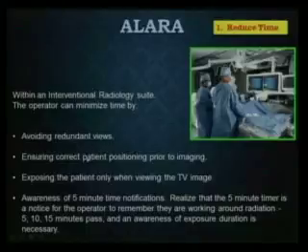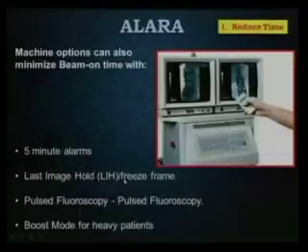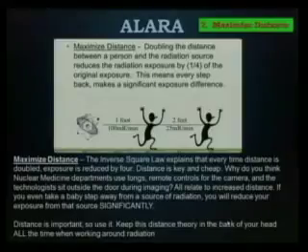Again, avoid redundant views, ensure correct patient positioning prior to imaging, expose the patient only when viewing the TV image, and be aware of the 5-minute notifications, when the machine will beep every 5 minutes to let you know that you've crossed 5 minutes of radiation, etc. 5-minute alarms, last image hold, pulse fluoroscopy, boost modes only for heavy patients. So just all those things will help reduce the radiation.